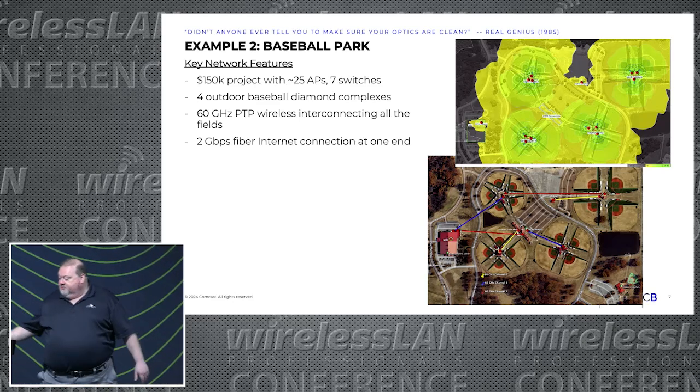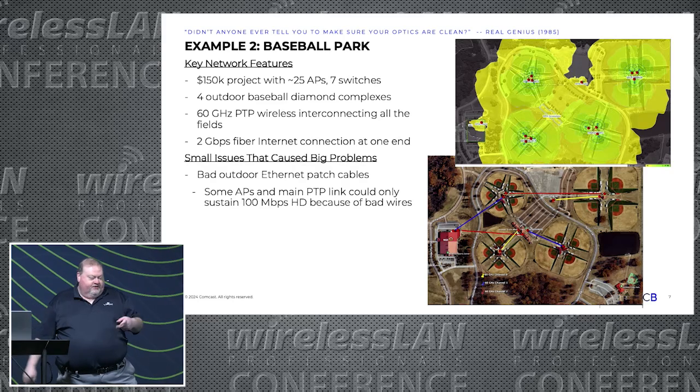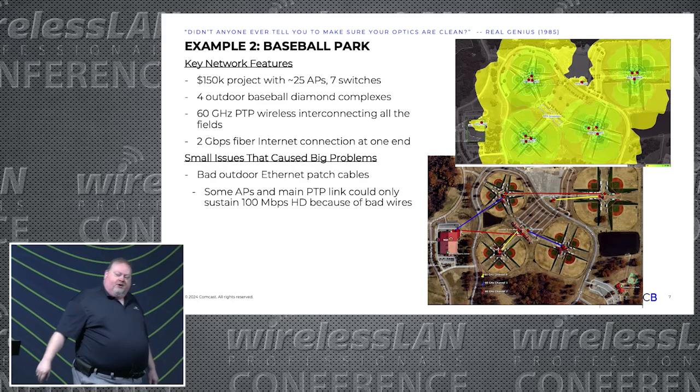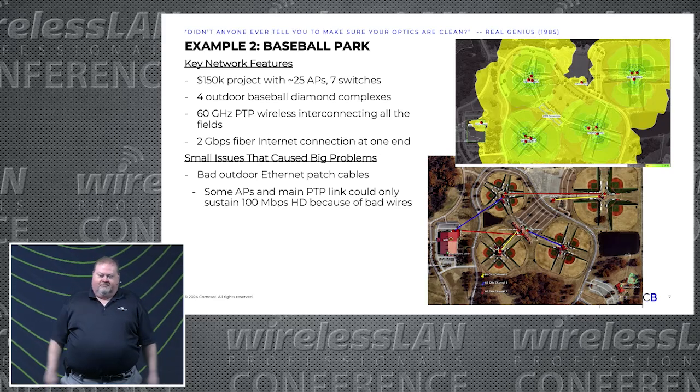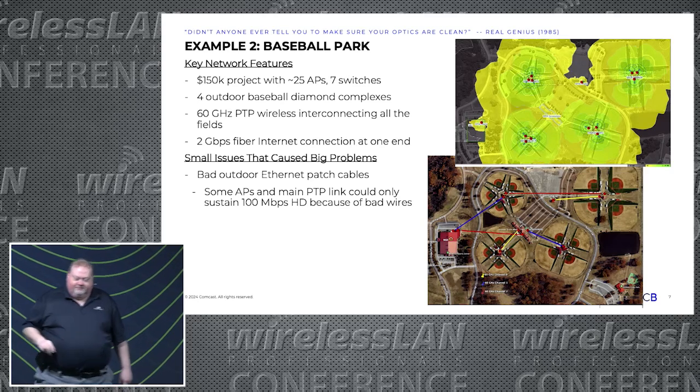Well, one small problem, where it says building A, I can't highlight it, unfortunately. We had bad outdoor Ethernet patch cables. We just had a bad batch of outdoor patch cables. So we were getting 100 megabit half duplex on one of those core point-to-point links. So half the park was not getting the throughput that they needed, just because of that bad patch cord.